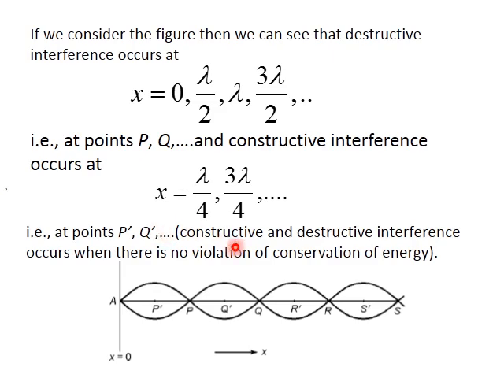Also remember that constructive and destructive interference occur with no violation of conservation of energy, because energy, we know, has to be conserved always.